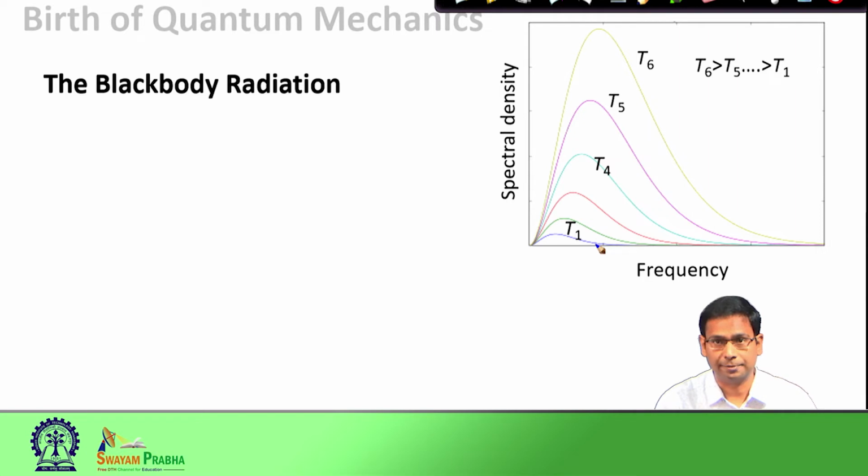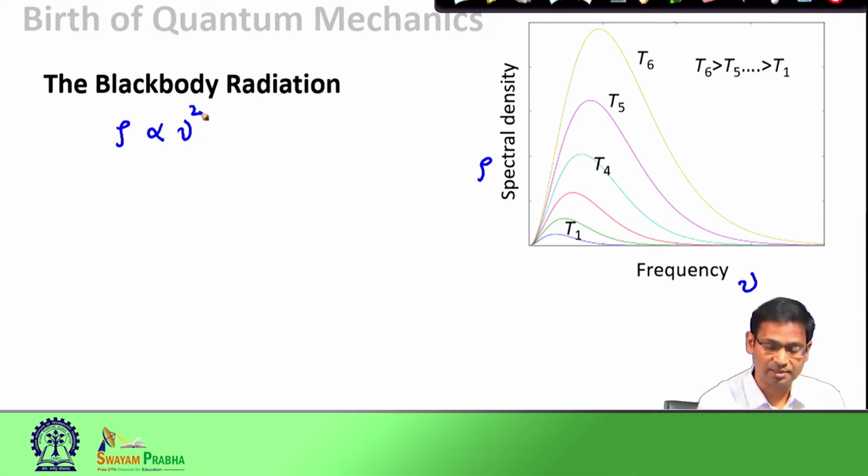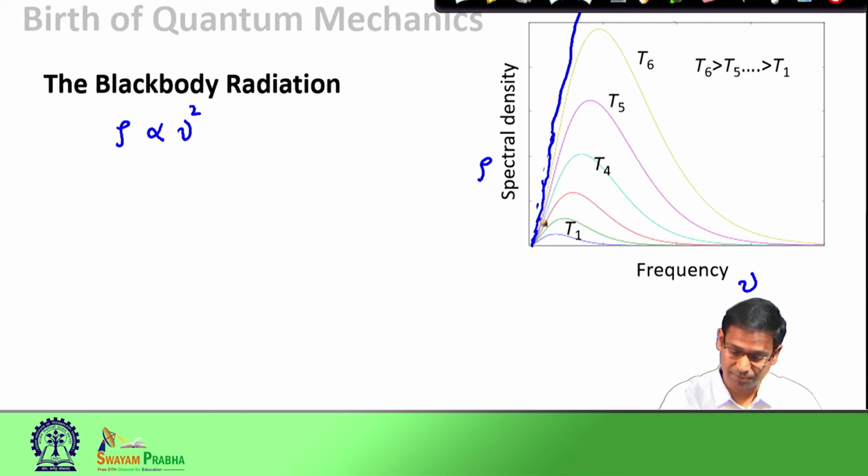The existing knowledge that came out from classical physics gave us some idea about how spectral density could depend on frequency. Existing knowledge from classical physics suggested that the spectral density rho would have a dependence on frequency as nu square. If I plot this rho as a function of nu square, it would appear something like this. This curve, this line, simply goes up as a function of nu square, the frequency square.